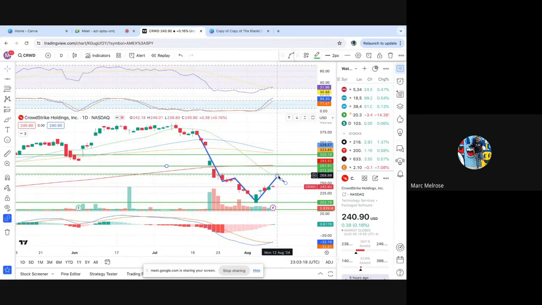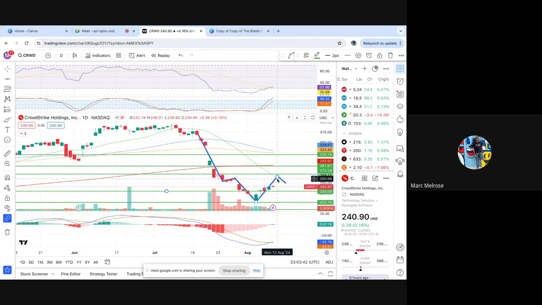Now, if it was to reject that, just be a little bit careful. If it was to reject that area, we could be seeing it try to come back to 250. And if it breaks below that, I won't say all the way back down to 200, but we may see it try to get back to 230 if it was to reject this 270 range. So just be on the lookout for that.